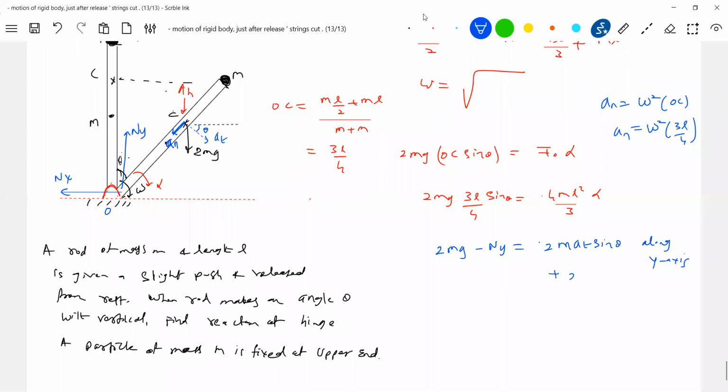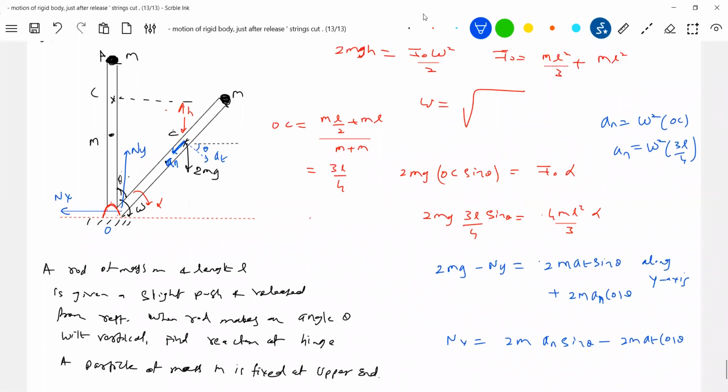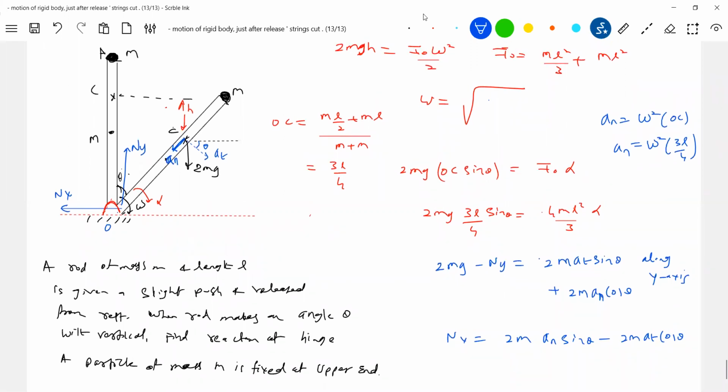So what other forces are acting? 2m an cos theta. This is what some books have not considered, but this must be there. Along the x-axis, what is the equation you can write? Nx should be equal to 2m an sine theta minus 2m at cos theta. So omega I know from here. I'll bring omega from here. I know this is alpha. Then what happened? The reactions are what I should work out in this method.